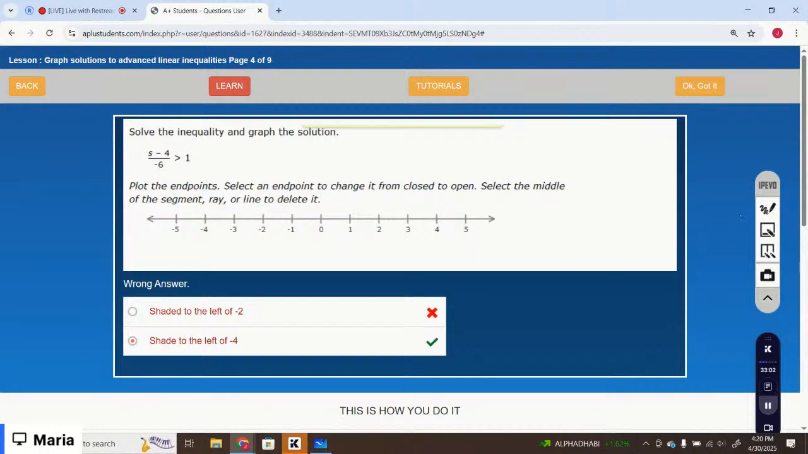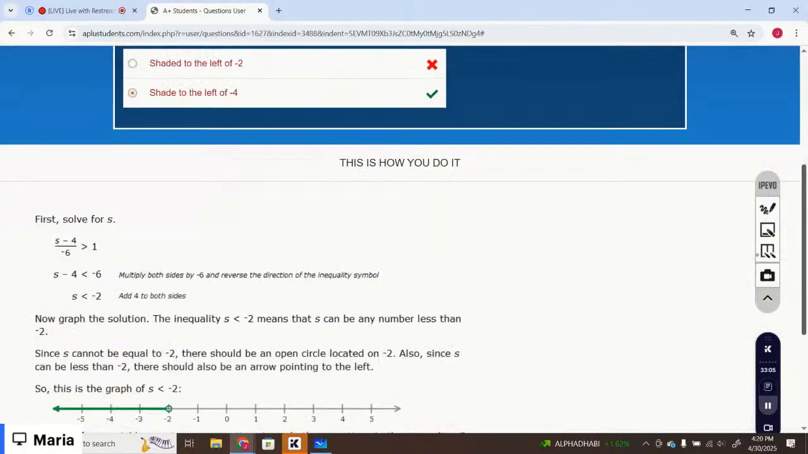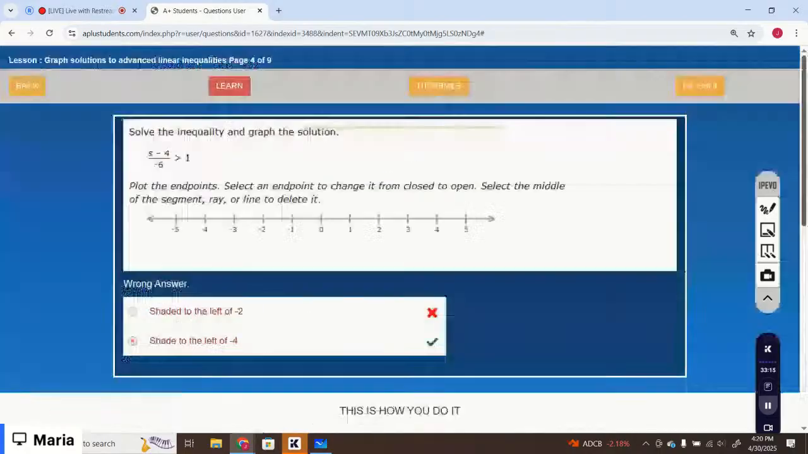That is shade to the left of negative 2. Option number 1 is the correct option.